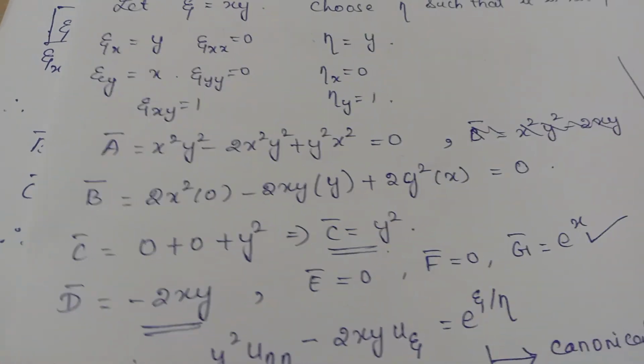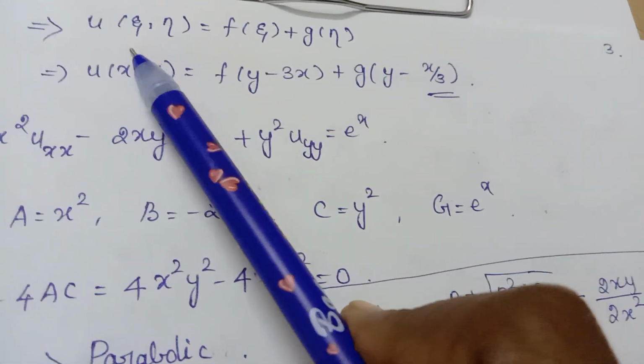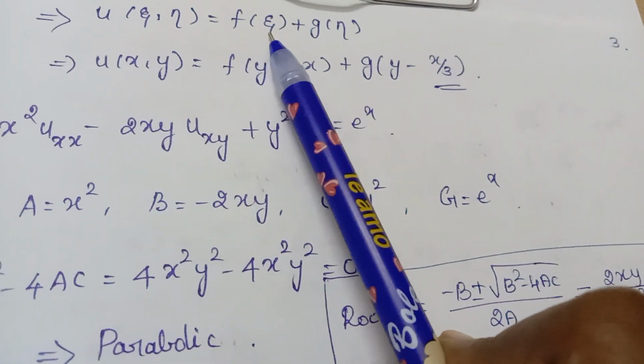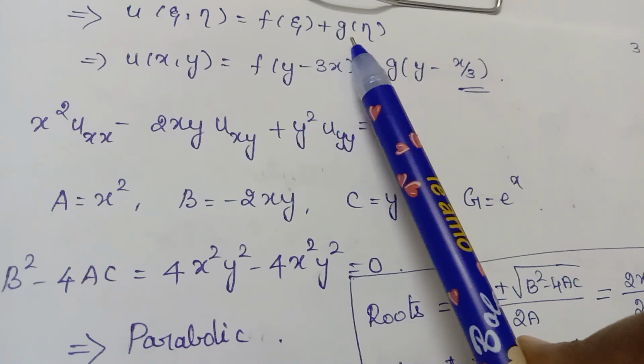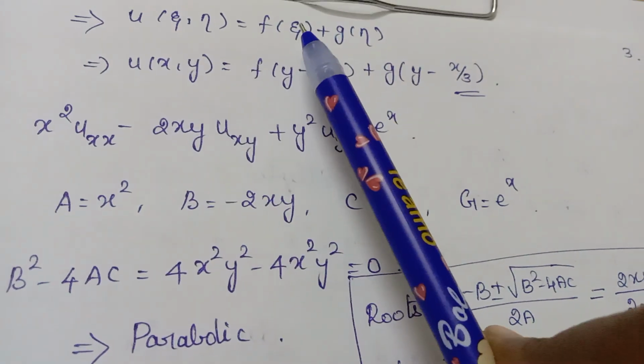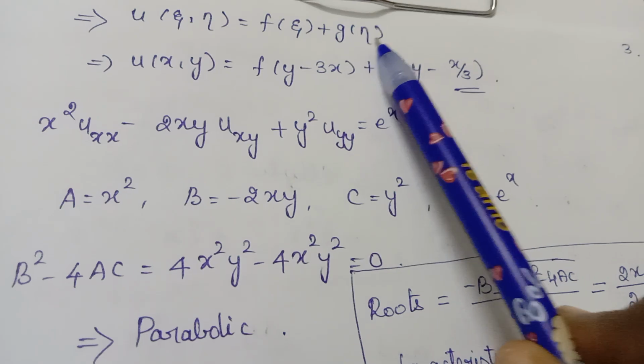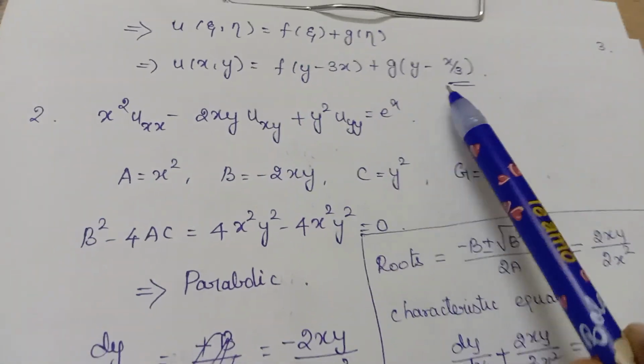Since the equation is in simplest form, I am integrating it. So the derivative equal to 0 means what? It is a constant function of psi and eta. So it will be a function f of psi plus g of eta, and I am writing the values of psi and eta here. That's all. Okay, this is the solution.